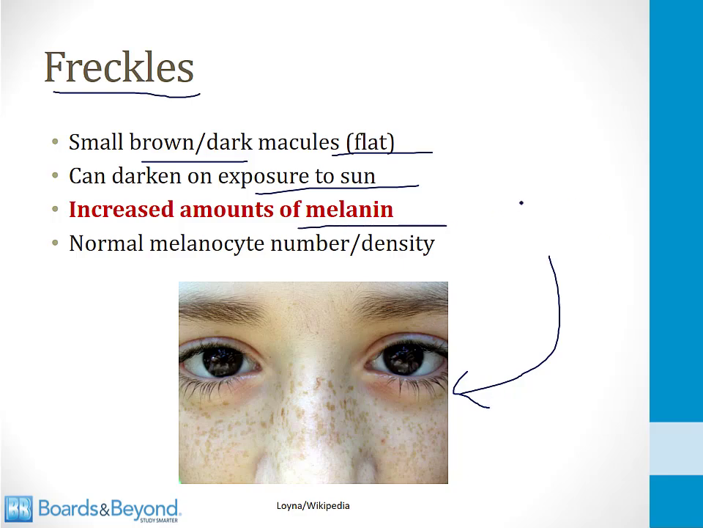Some of us are born with biology such that parts of our skin synthesize more melanin, and that will create freckles. The number of melanocytes is normal, the density of melanocytes is normal, it's just the amount of melanin that is synthesized is higher in certain areas than others, and that creates these small freckles as shown in this picture here.